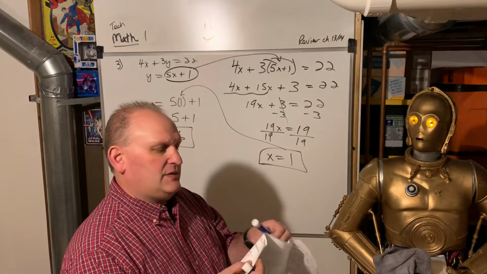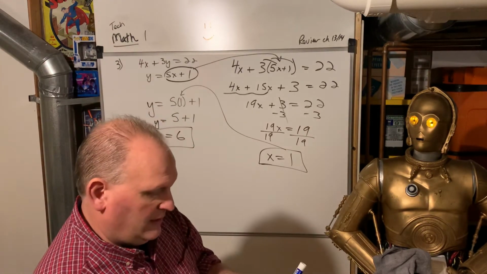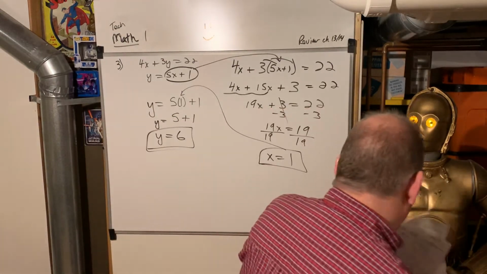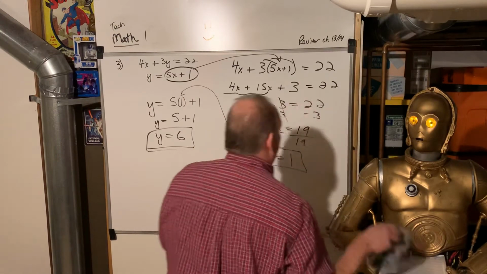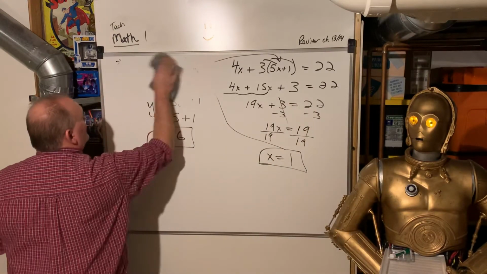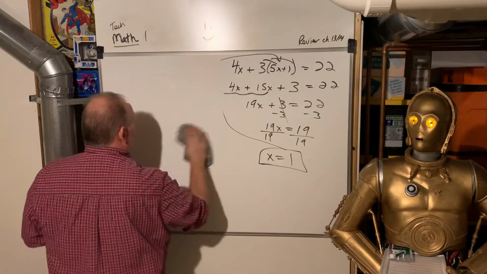Okay, let's look at the next one. Use the addition method. And then number 5 is use the addition method. And number 6 is use the addition method. So let's take a look at that. Number 6 is a real tough one, too.